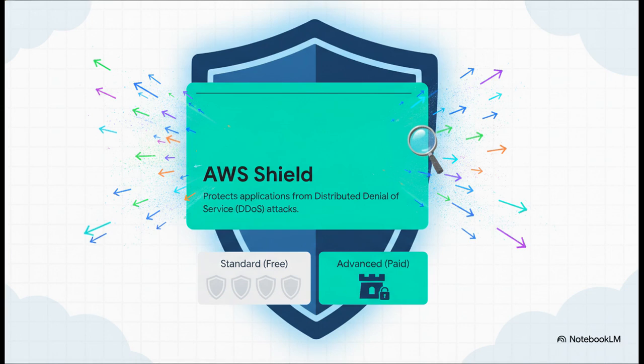Shield is your frontline defense against DDoS attacks. And honestly, this brilliantly illustrates AWS's commitment to baseline security, because the standard tier of Shield is totally free and automatically applied to all your accounts from day one. Now, if you need 24/7 access to the DDoS response team and some cost protection during an attack, you'd upgrade to the paid advanced tier. But for the exam, just remember, Shield equals DDoS protection.